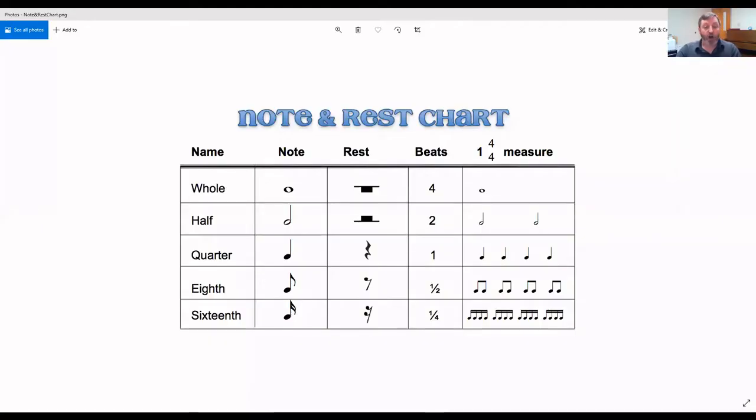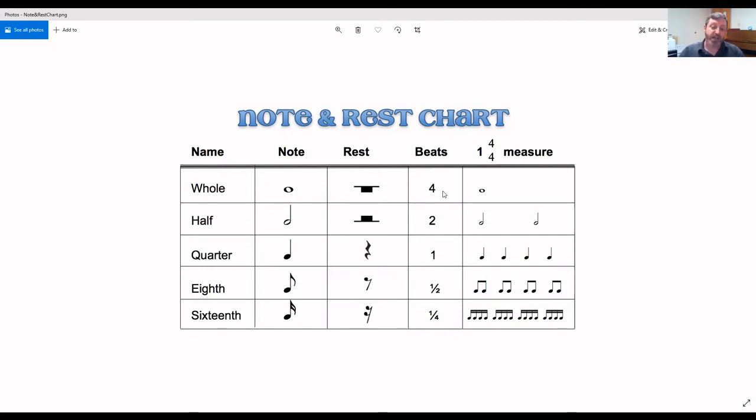So first of all, we need to make sure that we remember the note and the rest symbols that we've been using to write our music. We've been using notes like whole notes, half notes, quarter notes, and eighth notes when we've wanted to create sound in our music. But we also need to remember that we can use our rest symbols when we want to make sure that there is silence.